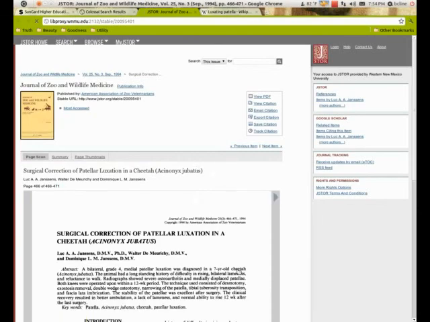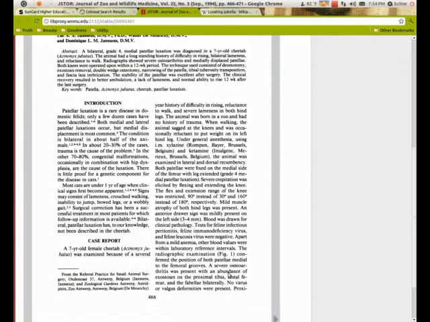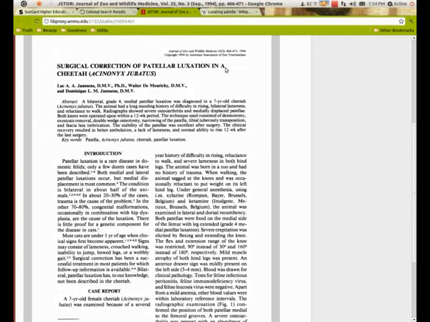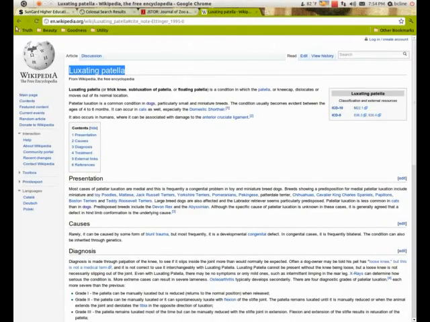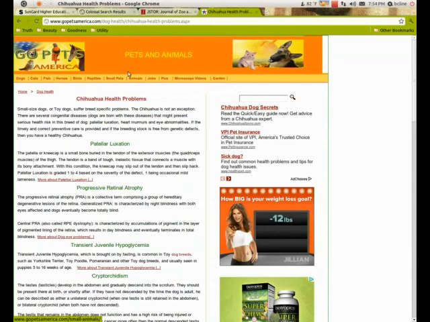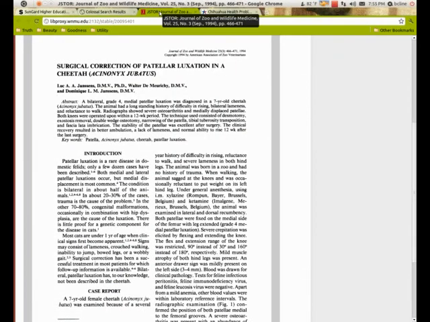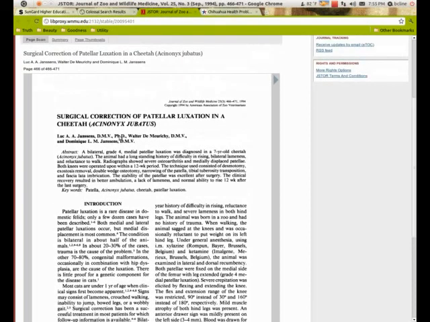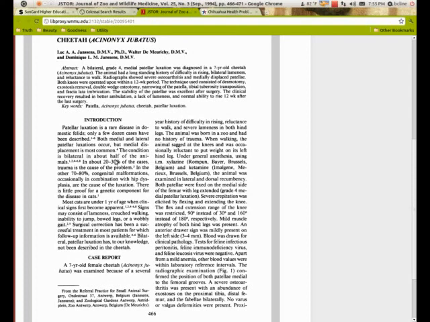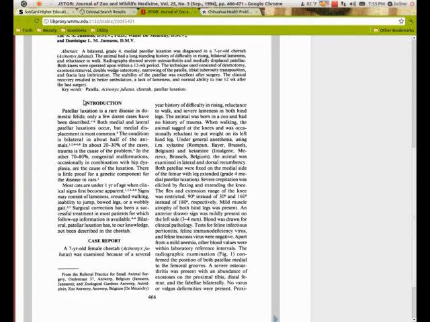In a few seconds, it'll pull it up, and we can actually read scholarly articles on animals. Surgical correction of patellar luxation in the cheetah. And this is going to tell some stories about that. So not only do we have all that information that we got from Wikipedia and all of the interesting little things that we found out about health problems, we've actually even got some scholarly articles. So we know that this patellar luxation, something that, to be frank, was a word I didn't even know before I started doing this research, has some scholarly articles on it, and that some people are using it in cheetahs. So that's kind of interesting. We can look into it.